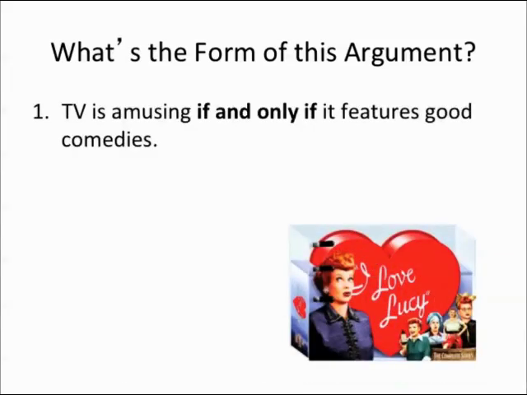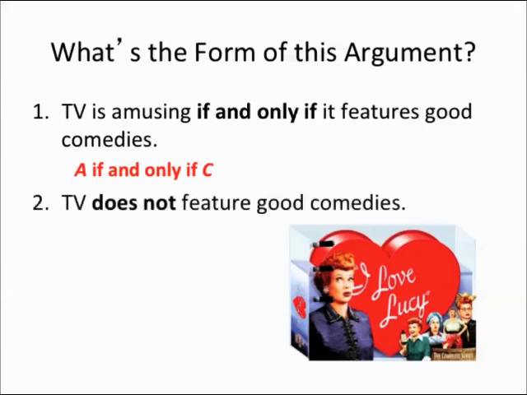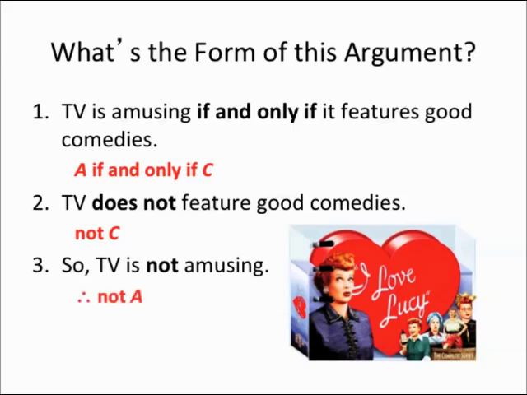Okay, one last one. Premise: TV is amusing if and only if it features good comedies. We'll use A for TV is amusing and C for it features good comedies. The second premise states TV does not feature good comedies, which we can symbolize as not C. And our conclusion is, so TV is not amusing, which we can symbolize as not A.